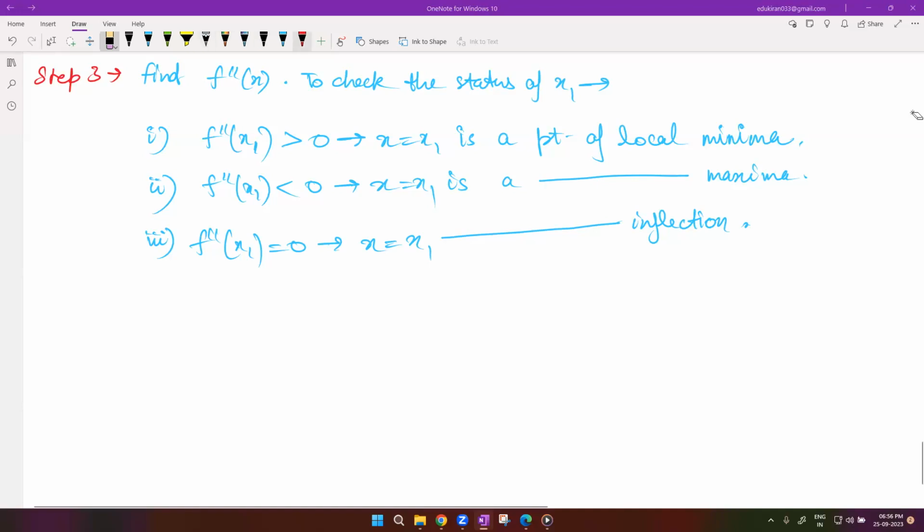Now let's try to apply this. That will certainly boost our confidence as well as our understanding of the concept. So the question given is sin x plus cos x, and we have to identify its maximum and minimum value for x belonging to 0 to 2.